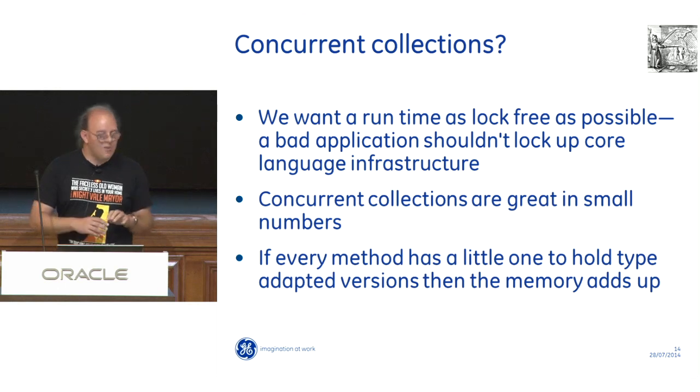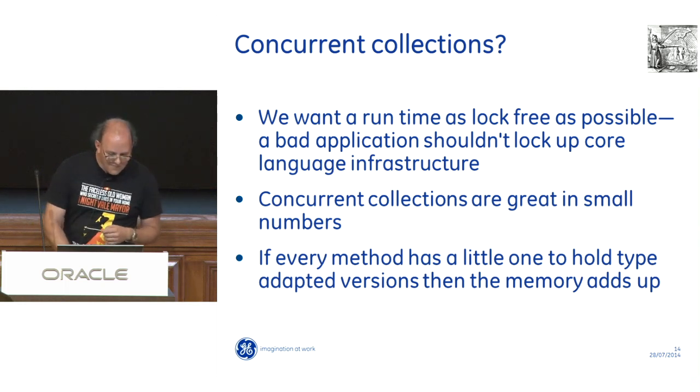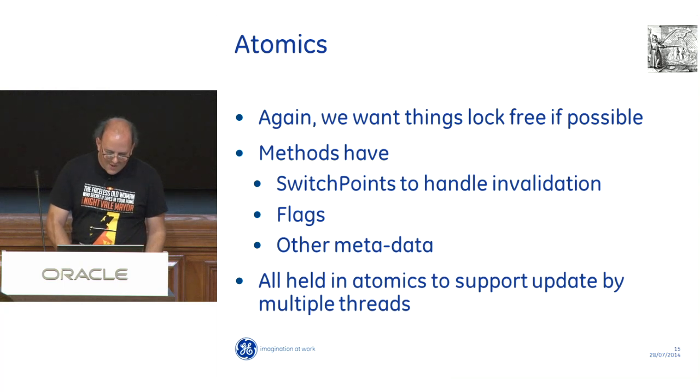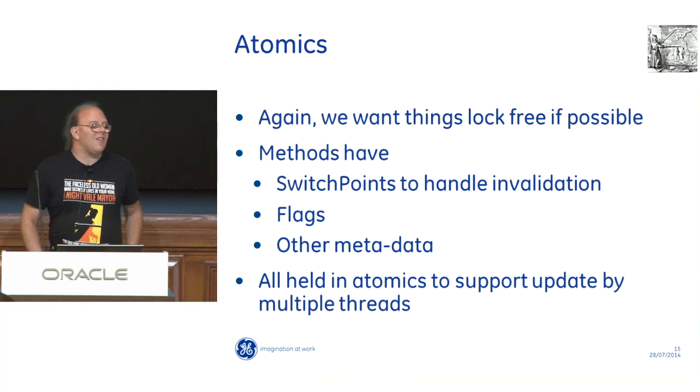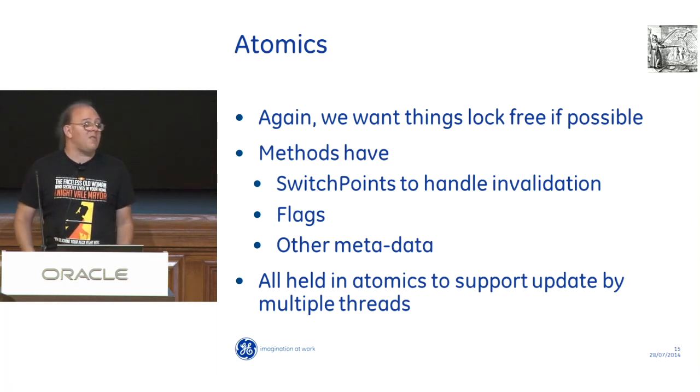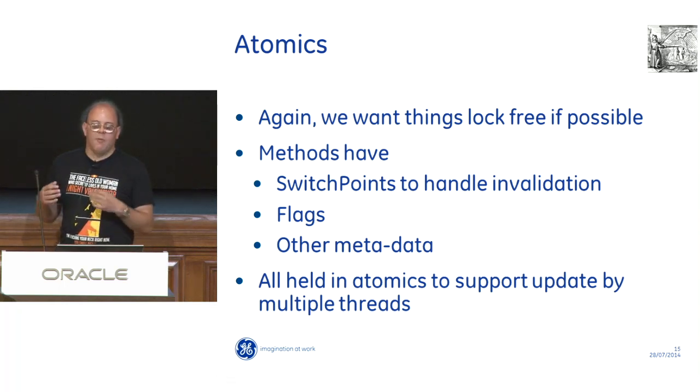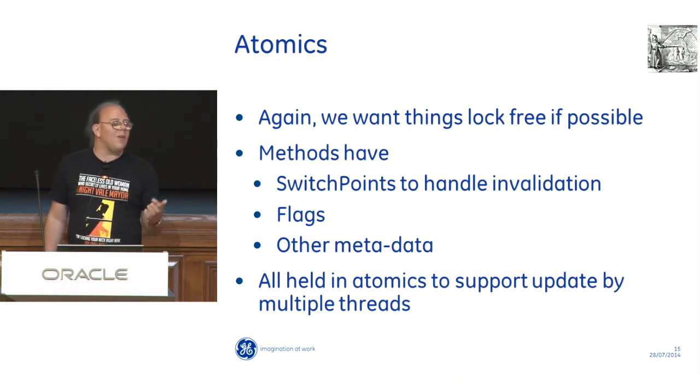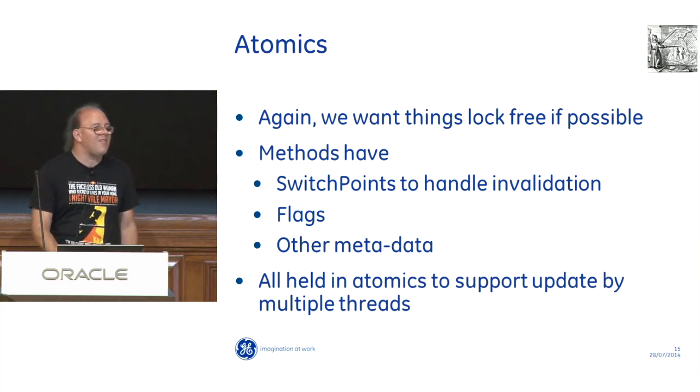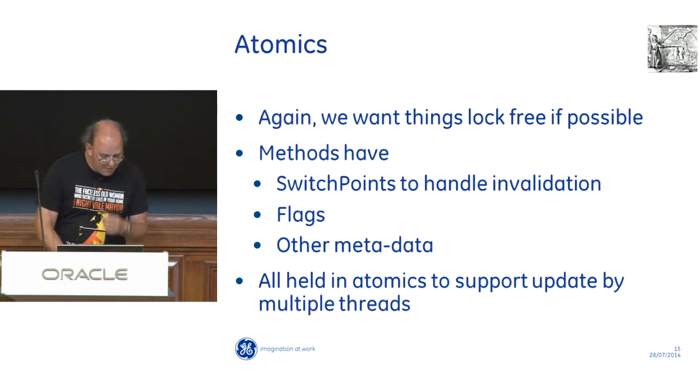They're great in small numbers, but if you have 200,000 of them, one for every single method, they really are wasteful of memory. So we had to move away from those. Atomics, again, used in a bunch of places on method tables and methods and functions. This was something that we did for lock-free stuff, but if you've got 3 atomics all held on one object, that's 48 bytes per object that you really would rather not be wasting. And it's even more if you're not using compressed oops.